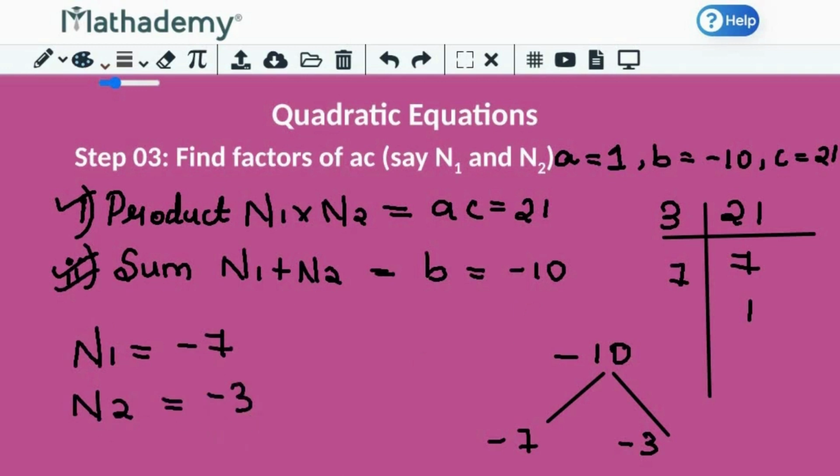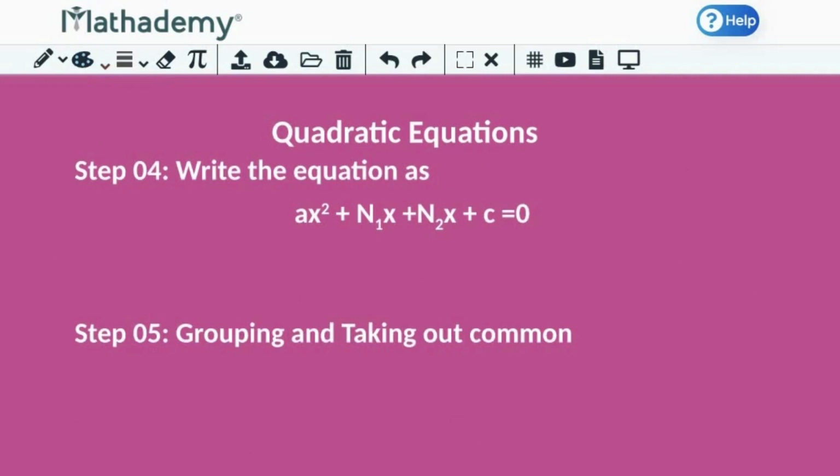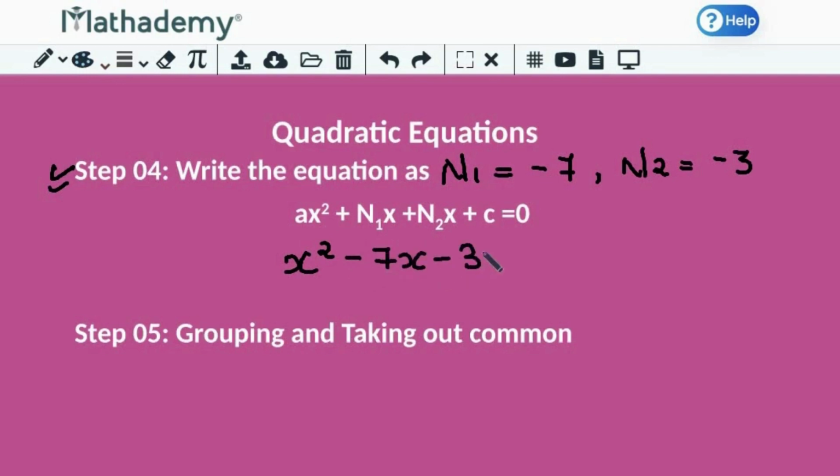Now let us have a look at the fourth step. Step number 4. Write the equation as ax squared plus n1x plus n2x plus c equals to 0. For that, let me first write the values of n1 and n2. My n1 was minus 7 and n2 was minus 3. So I'm going to write this equation as x squared, because my value of a is 1, minus 7x minus 3x plus 21 equals to 0.